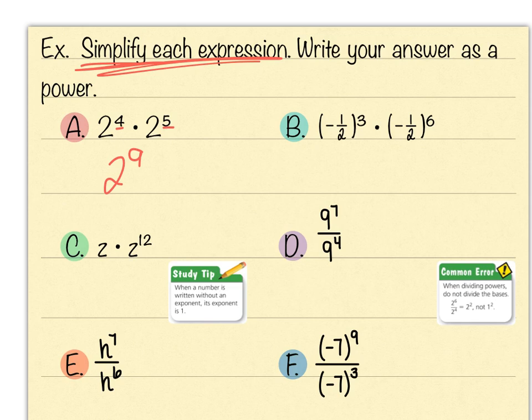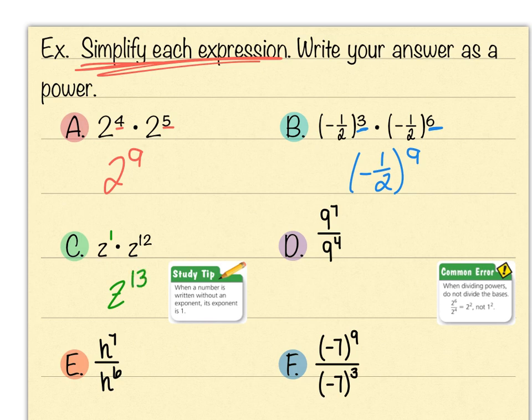For b, same thing. Since it's the same base, I'm going to use my parentheses because it's a negative base, and I'm going to add the 3 and the 6 together to get 9. So negative 1/2 repeats 3 times, then it repeats 6 more times. It's repeating a total of 9 times. For example c, just put a little 1 right there. I've got z to the 13th power.